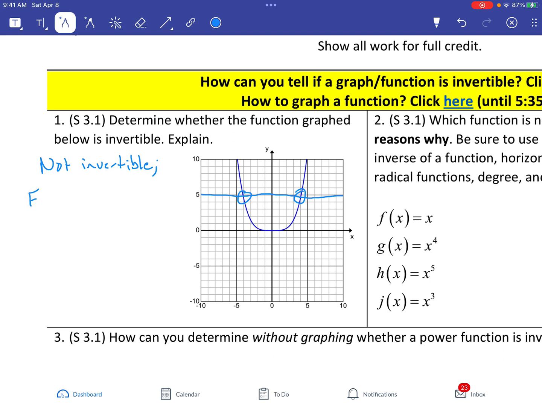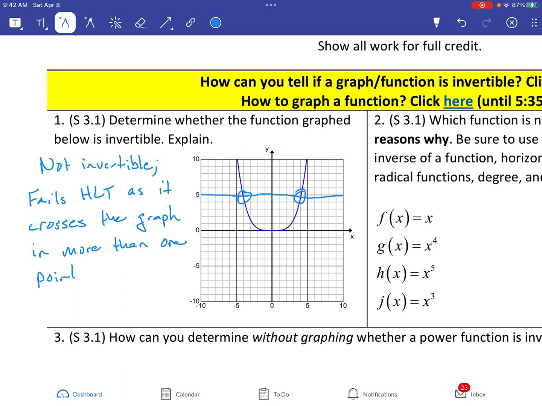It fails the horizontal line test as it crosses the graph in more than 1 point. All right, there you go.